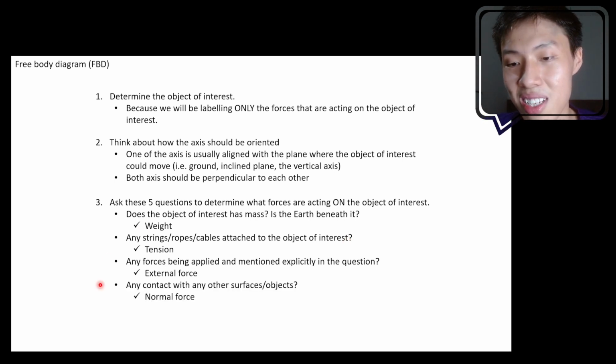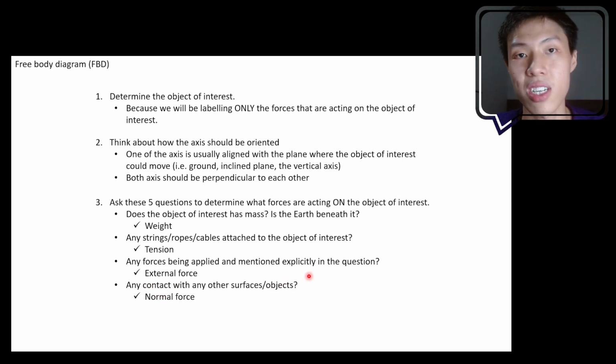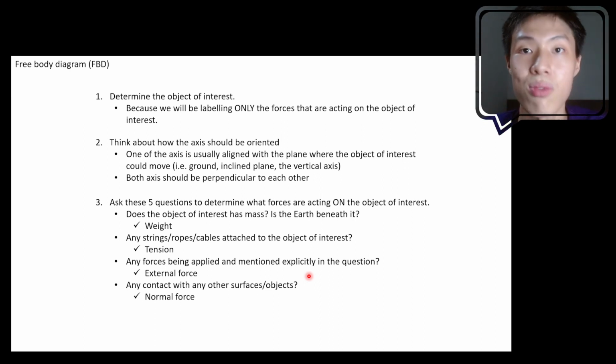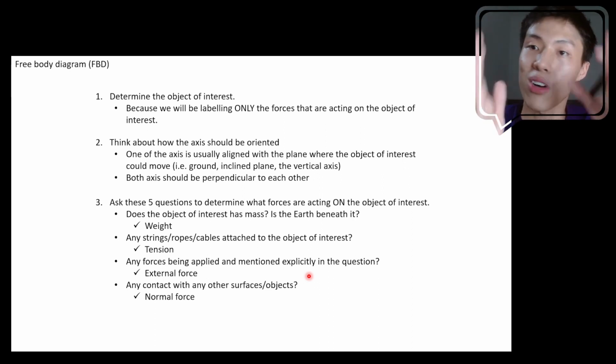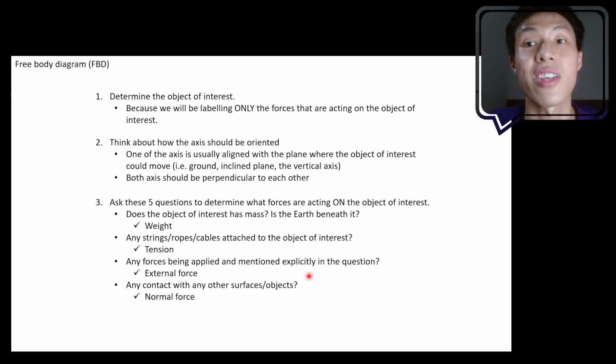Next, is there any contact with any other surfaces or objects? If it's in contact with a floor, with a wall, or with another block, then those are contacts. For each contact, you need to have one normal force. If you're in contact with 3 different surfaces, then you have 3 normal forces. So it can get quite complicated at certain times.